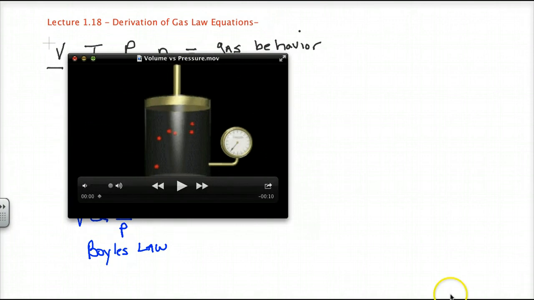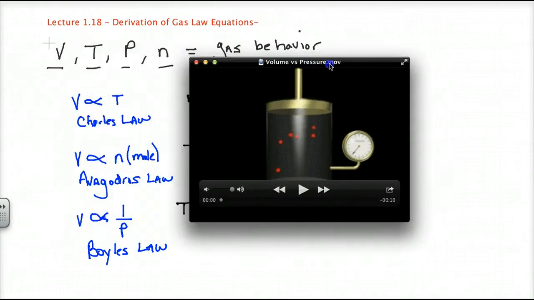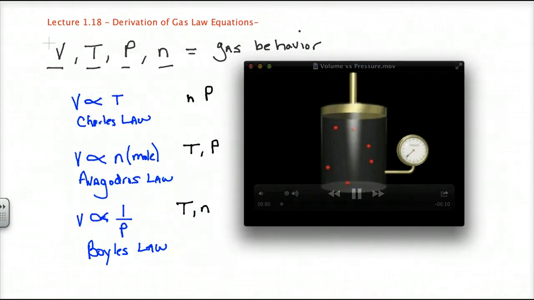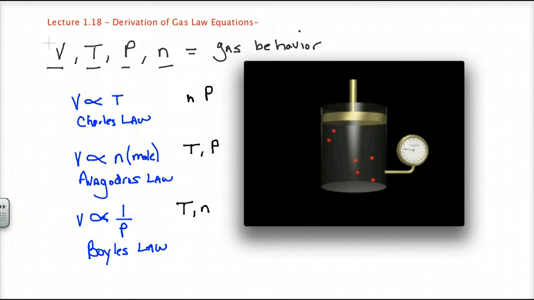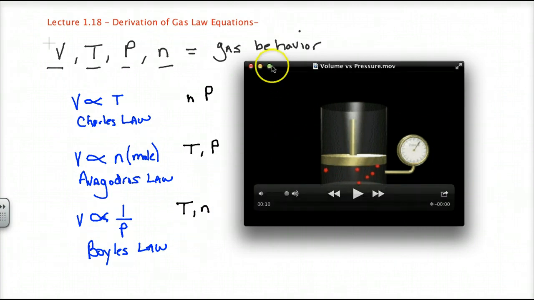Okay, here we go. A decrease in the volume of a gas sample results in an increase in pressure because the gas particles will hit the walls of the container more often.